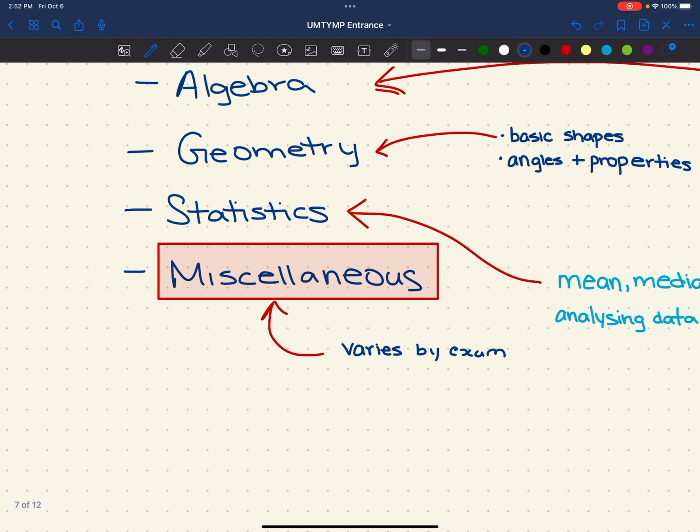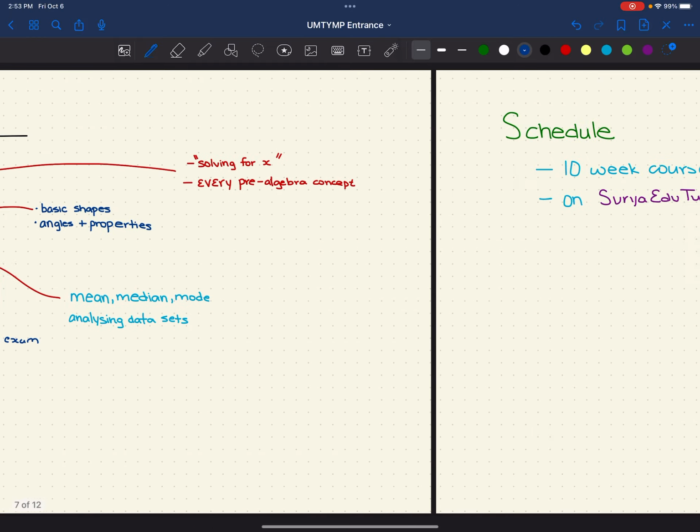And then for miscellaneous, this is mostly the most irrelevant topic, because there's probably a single question on it. Miscellaneous is things that are not algebra, geometry, and statistics, things that you usually won't expect a normal student to know. I don't know how I'm going to teach that. I might actually exclude it, but I might teach you some extra topics, because what UMTYMP is looking for is someone who loves math and can stay ahead of the college course. So that's another thing to expect.